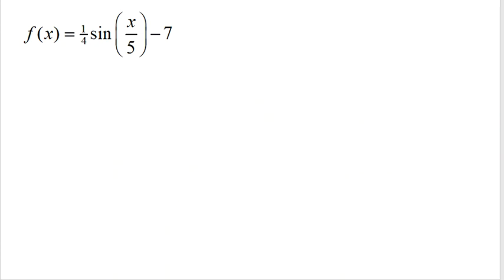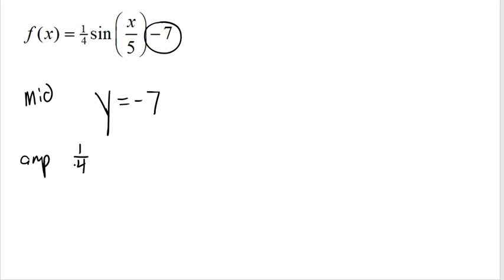All right, let's take a look at a third example here. So a lot going on here. First off, I noticed the midline is down 7. So the entire graph gets slid down 7. So that midline is now at -7. And this is going to be very, very short because my amplitude is 1/4. So my midline is down at -7, but from -7, I only go up a quarter and down a quarter. So my trig graph is really only 1/2 wide, right?